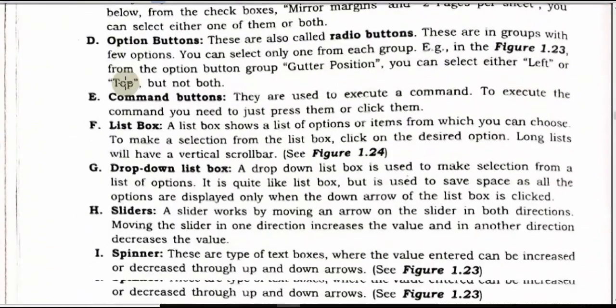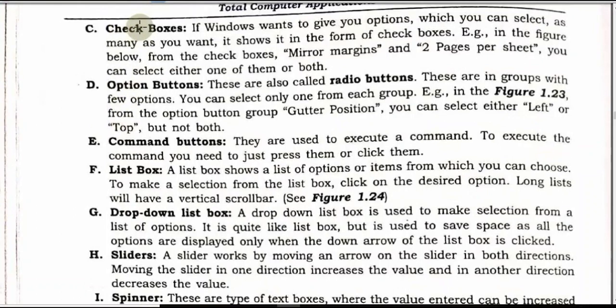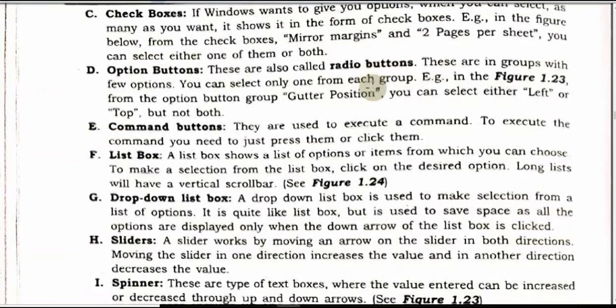Students, you can also see the next point is the checkbox. Checkboxes are square boxes in which you can tick, like you can tick how many values you want. You can tick as many boxes as you want. Next is the option button. An option button is also called a radio button. There are many radio buttons, circle-type buttons, and you can click only one of the buttons.